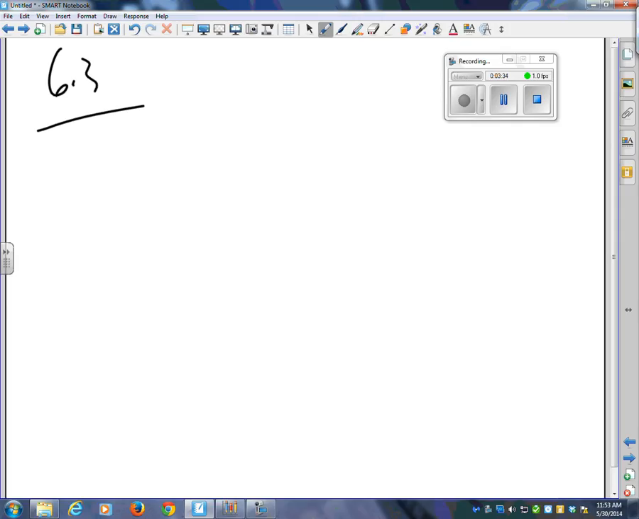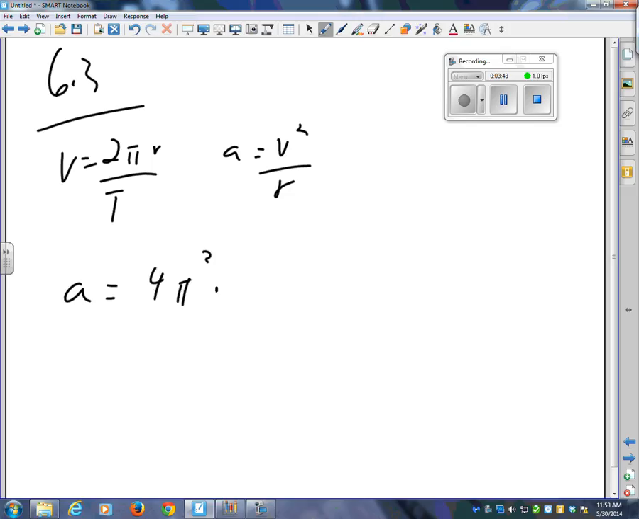Remember that we've got v equals 2 pi r over t. And remember that we've got a equals v squared over r. And I think that I've given you a equals 4 pi squared r over t squared? Yes, I have. Now remember that frequency is 1 over t, which would mean that frequency squared would be 1 over t squared.